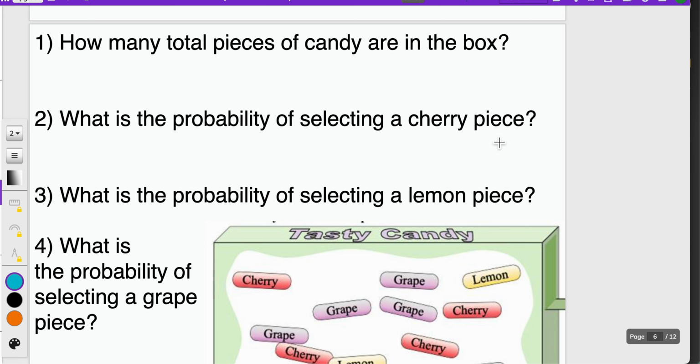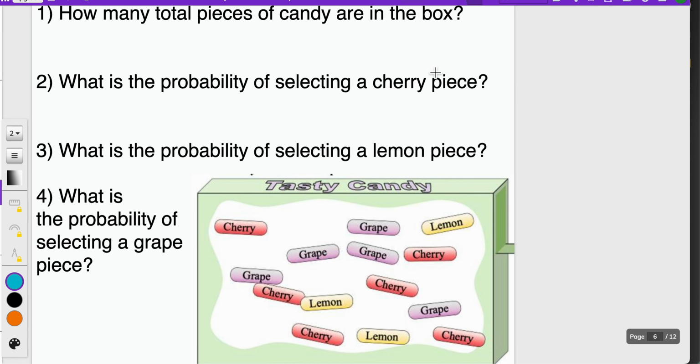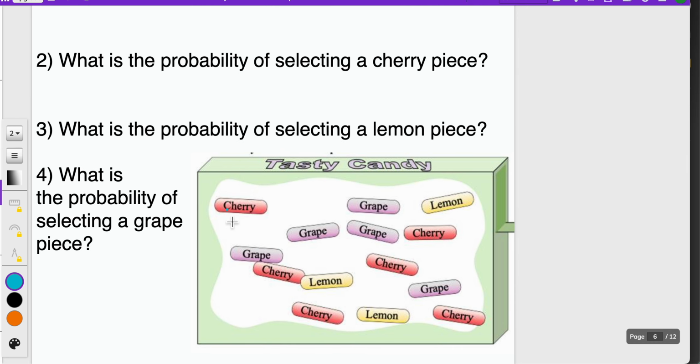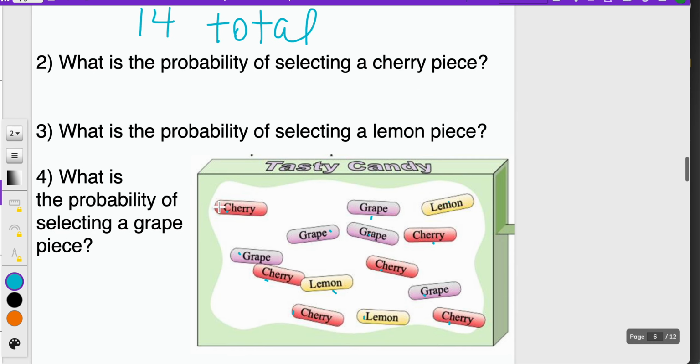So what we're going to do is look at this picture here. I'm going to zoom out for a little and then get started. How many total pieces of candy are in the box? The first thing we got to do is count them. 1, 2, 3, 4, 5, 6, 7, 8, 9, 10, 11, 12, 13, 14. So that's the main thing we want to find first. The next thing says how many cherries. So the cherries are 1, 2, 3, 4, 5, 6. So that'd be 6 out of 14, which is going to reduce to 3 out of 7.